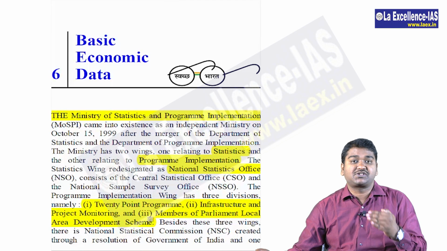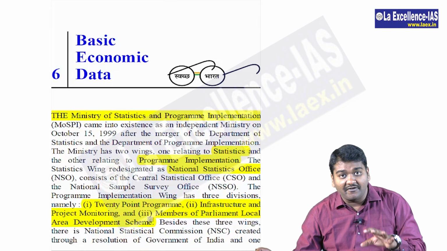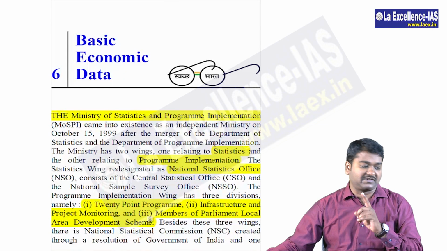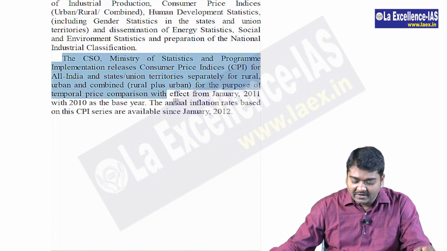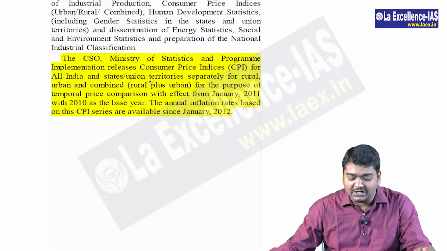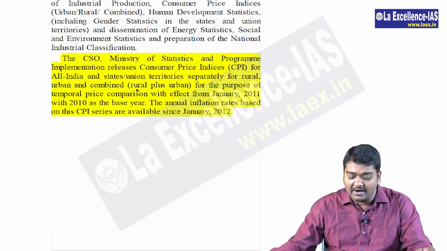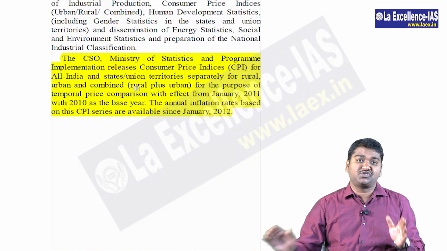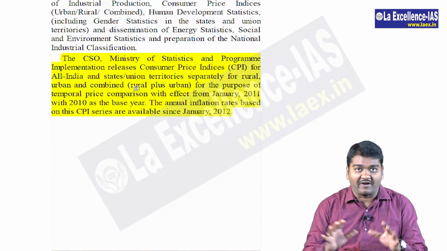So after this, let's quickly move to some of the factual informations which are actually available in this particular chapter. That is about the inflation first. So if you see page 112, the last paragraph actually talks about the consumer price indices for all India and states or union territories, separately for rural, urban and combined. So CSO is the one which is actually involved in consumer price indices. So please be aware of this particular fact.